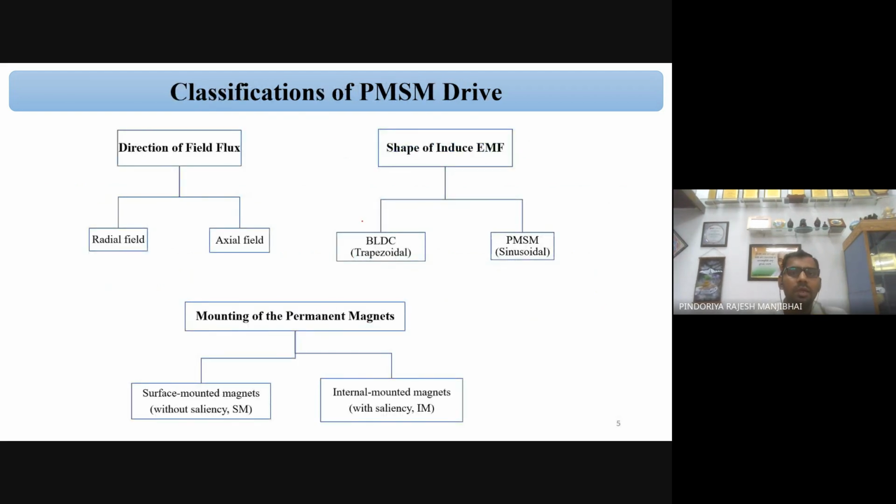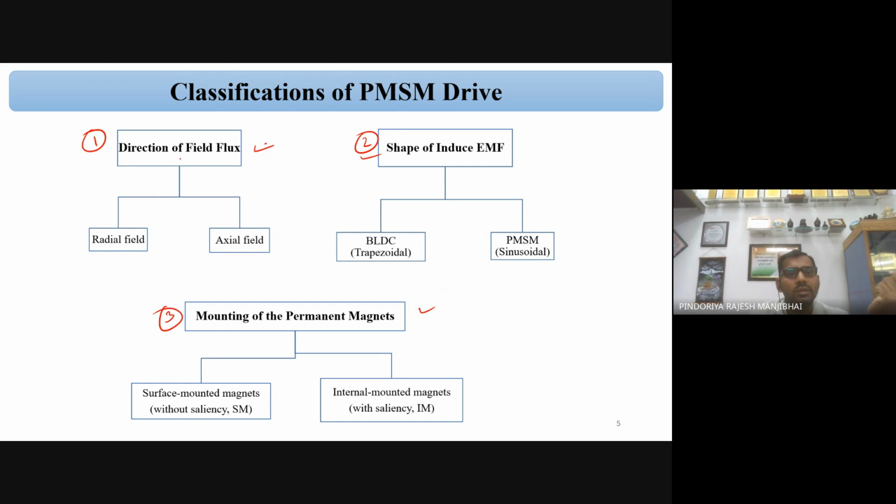So, classification of the PMSM motor. First, based on the direction of the field flux: what type of field flux is there for the motor? Second classification, the shape of the induced EMF: what is the shape of the induced EMF? And third, the mounting of the permanent magnets: how you mount the magnets on the rotor. So we can classify the permanent magnet motor based on three categories.